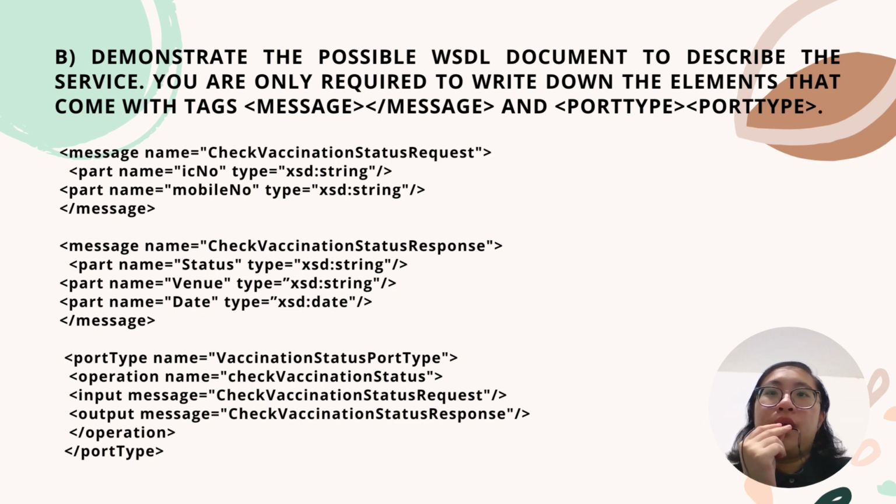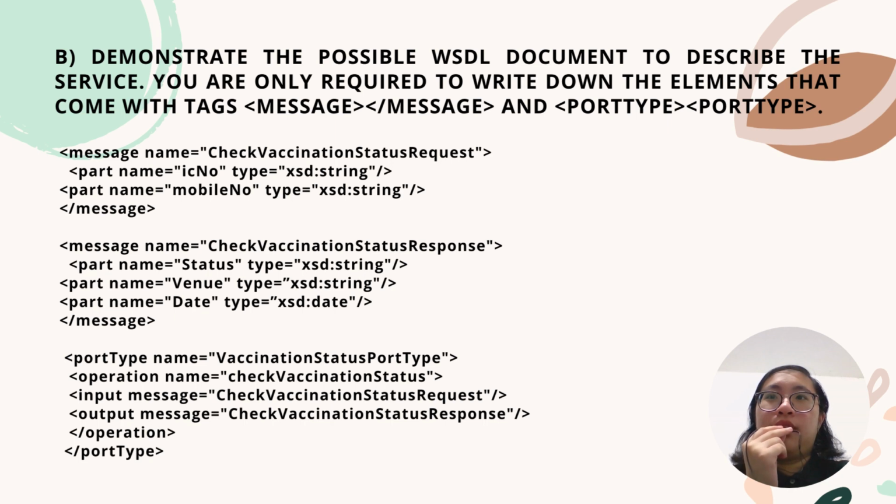So in Part B, the question is to demonstrate the possible WSDL document to describe that service. You are only required to write down the elements that come with the message and port type tags. So in this question, we are supposed to write a WSDL document, and we only need to write the WSDL document with message and port type tags.